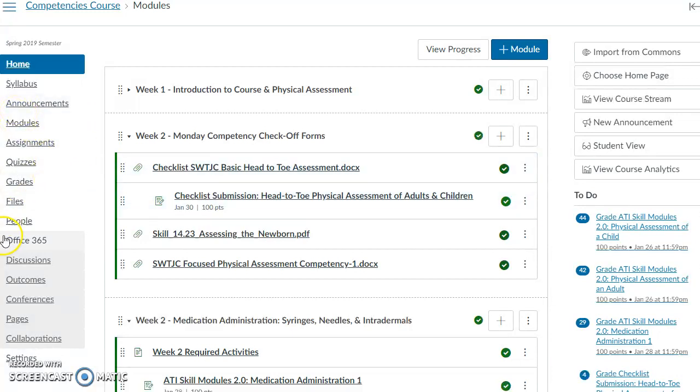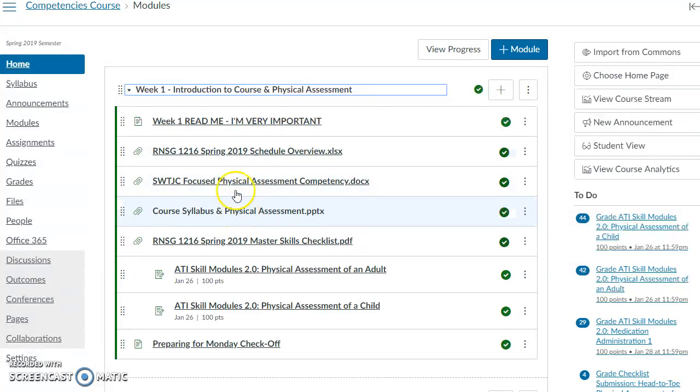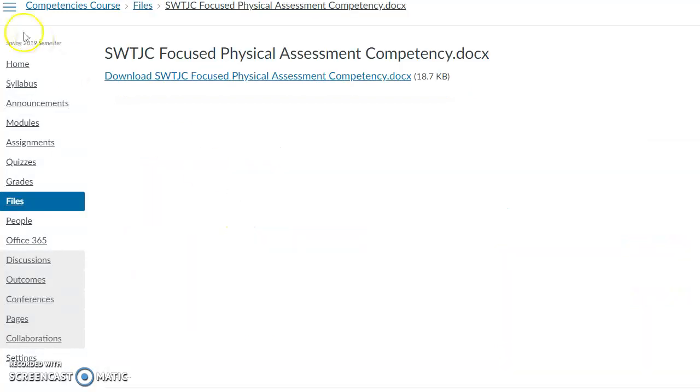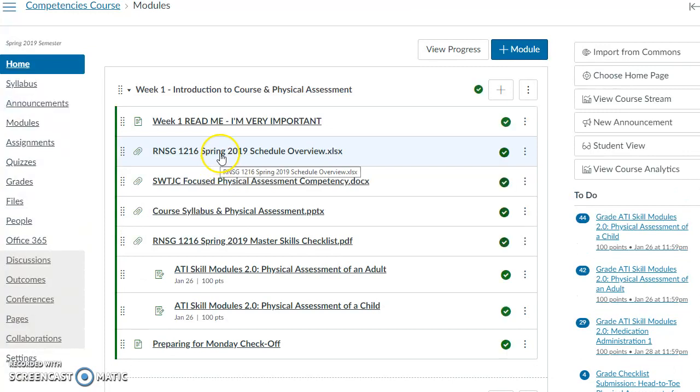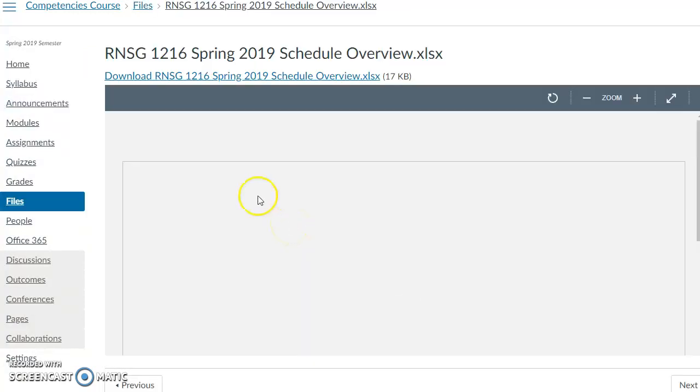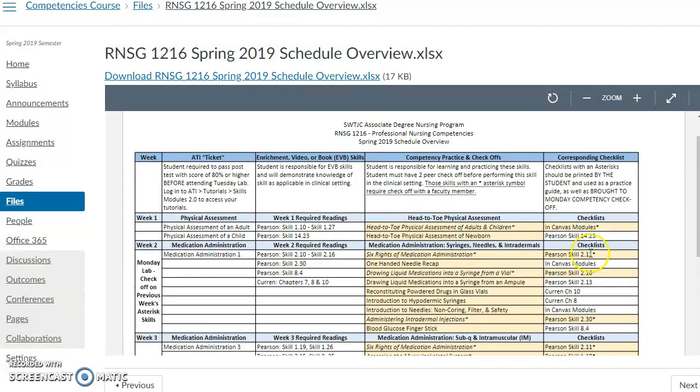One more thing I want to make sure I cover here. No, not this. Sorry. Schedule overview. Some of these say in our schedule overview, if it's in Canvas modules here, that's just going to be found in the PowerPoint or in these readings. There may not be an actual checklist for it.